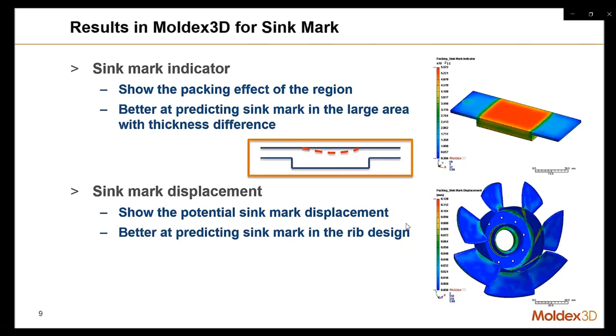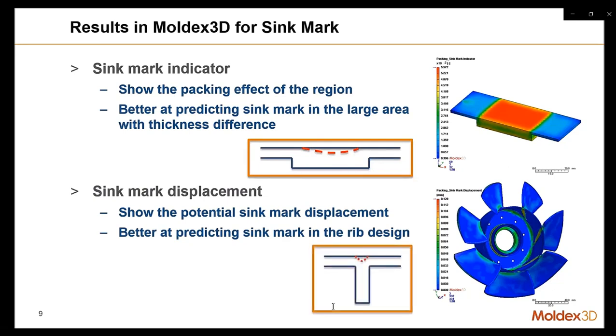And the second one is sink mark displacement. This one is also based on the volumetric shrinkage, but this one is better for the situation of the rib with the thin rib. So just like this remark, we use the different method to help you to predict the sink mark.